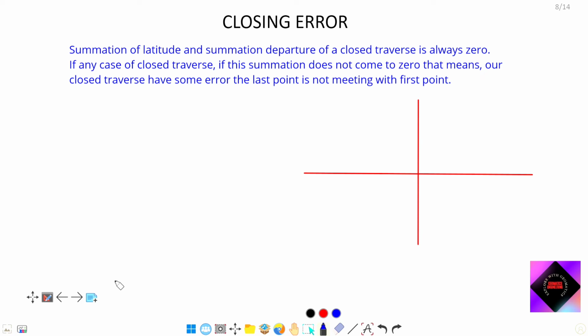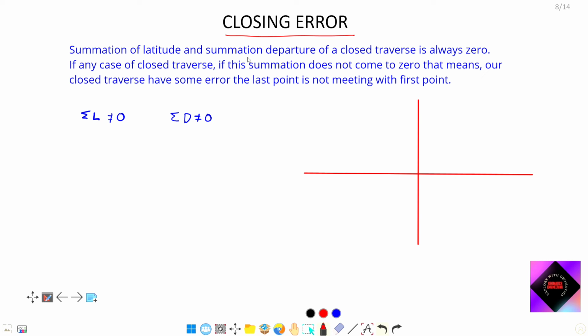closing error in traverse. We have already talked about that the summation of latitude and departure is 0. What if the summation of latitude doesn't come equal to 0? And what if the summation of departure doesn't come equal to 0, or any one of them doesn't come equal to 0? Then we say that there is some error. Then we say that your traversing is having some kind of error, and this error is called closing error.